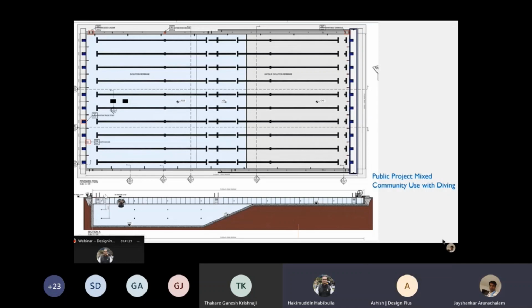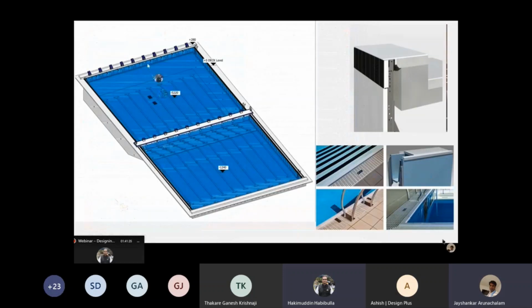And this part of the pool can also be used, if you look at this 3D diagram, you have starting blocks, so this part of the pool then also becomes where you can have competitive swimming happening.